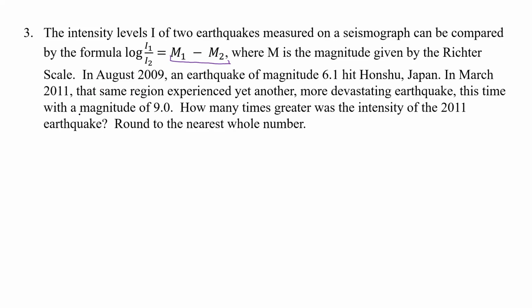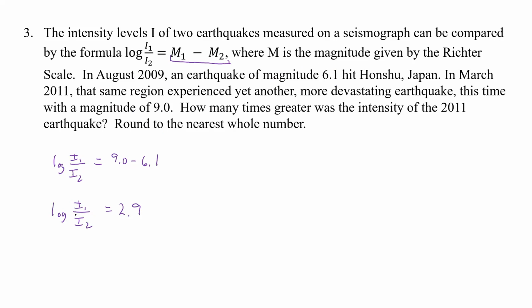All right, well, what we're going to do is we're going to say, well, log of I1 over I2 is equal to, well, now we know the two magnitudes. And I'm going to take M1 as the larger and M2 as the smaller. So I'm going to take 9.0 minus 6.1. And if I do that, that's going to be 2.9. So I have log of I1 over I2 is equal to 2.9.